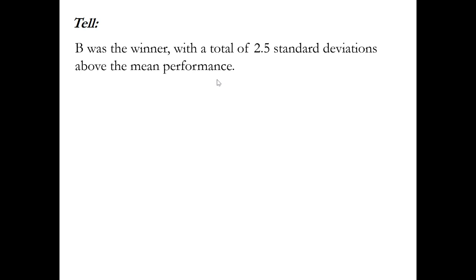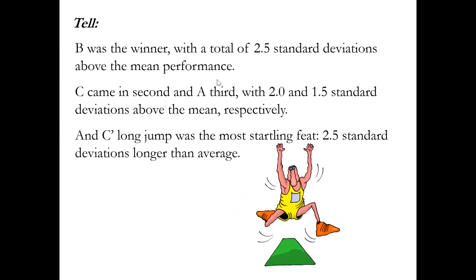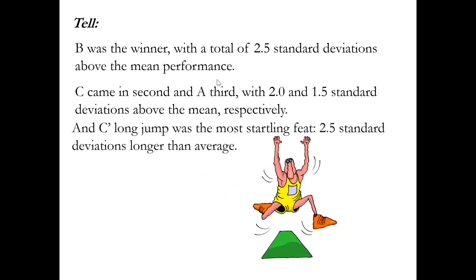Now, I could go into more detail depending on what the question was asking me. First of all, C came in second, A came in third, with 2 standard deviations and 1.5 standard deviations above the mean, respectively. But C's performance on long jump was the most startling, 2.5 standard deviations longer than the mean or the average long jump. They had the most impressive single event performance. An FRQ could ask me for all this kind of information, but since I filled in that chart, I had all the information I needed.